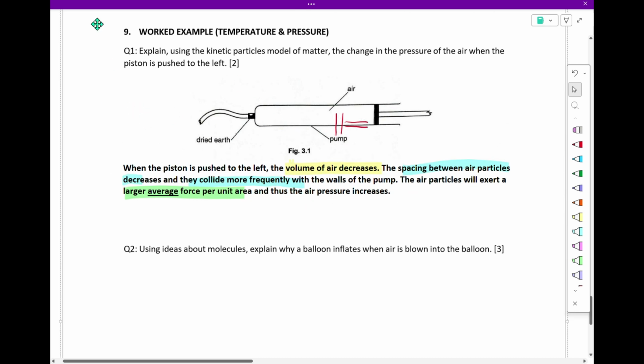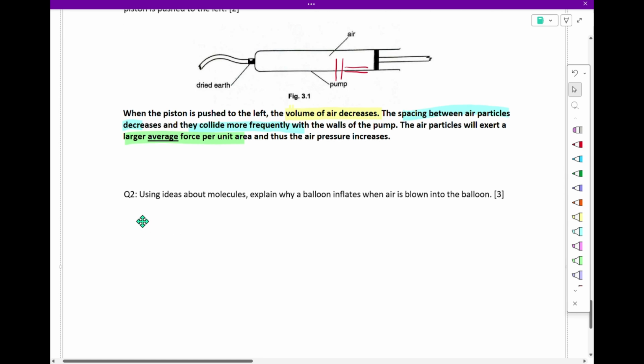Okay, so basically this is how it will work, and you just need to be careful of this. So you can see what happens over here. Ultimately, you just talk about the factor that changes, volume decreases. So what does that mean? I will have smaller spacing, I will collide more frequently, and therefore a larger average force per unit area.